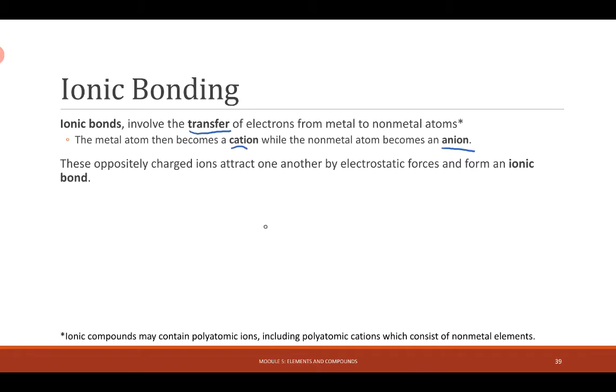And then you have opposite charges. You have a positively charged cation and you have a negatively charged anion. And then those two are going to be very attracted to one another through an ionic bond. So opposite charges attract. So they're attracted like magnets.